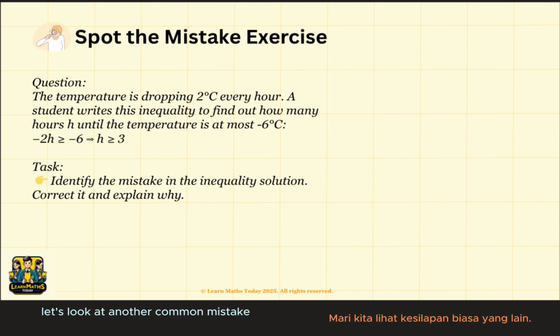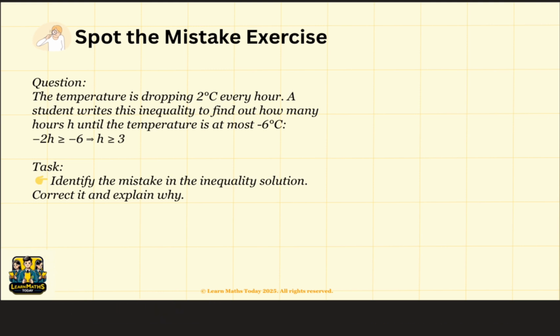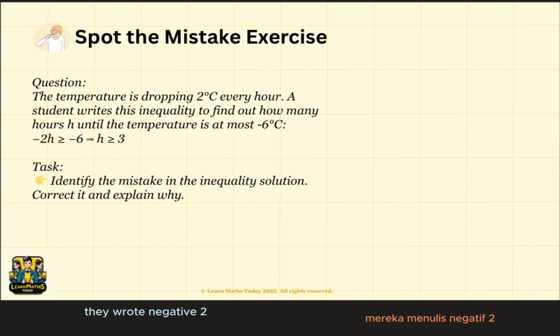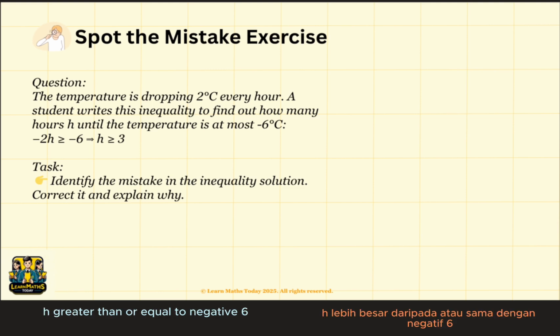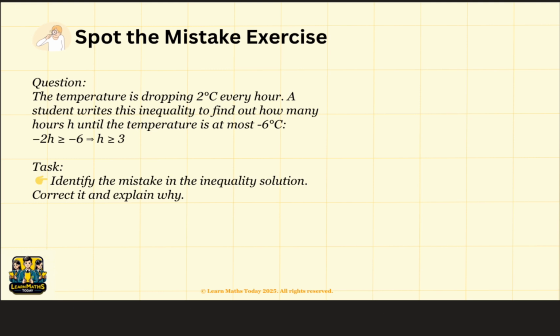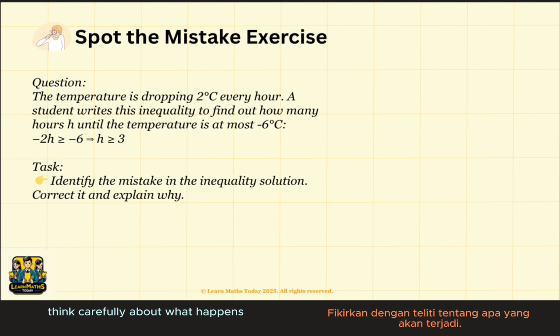Let's look at another common mistake, handling negatives when solving inequalities. Question: the temperature drops 2 degrees every hour. A student wants to find how many hours until the temperature is at most -6 degrees. They wrote -2h greater than or equal to -6. That gives h greater than or equal to 3. Let's see why this is wrong. Take a moment to identify the mistake and correct it. Think carefully about what happens when dividing by a negative number.